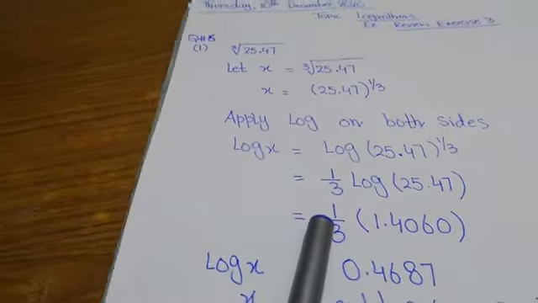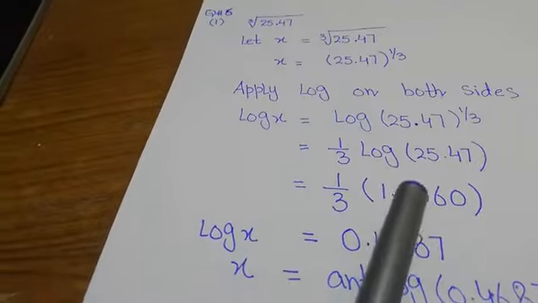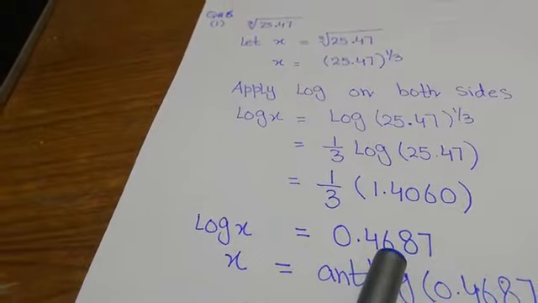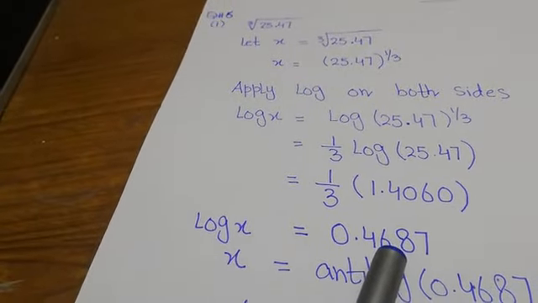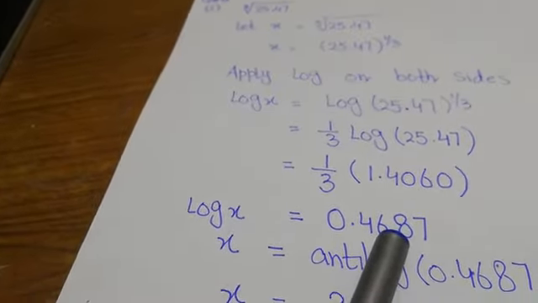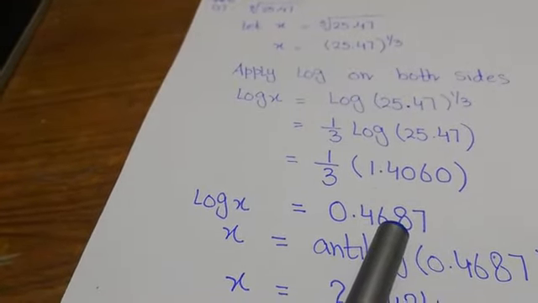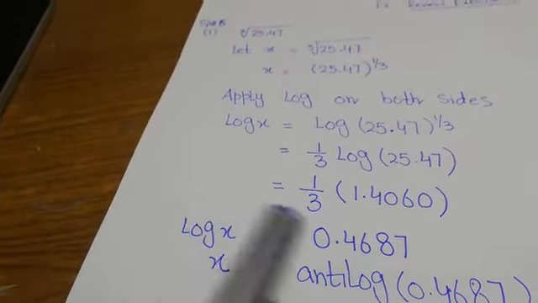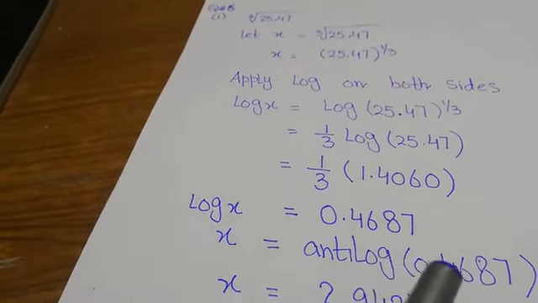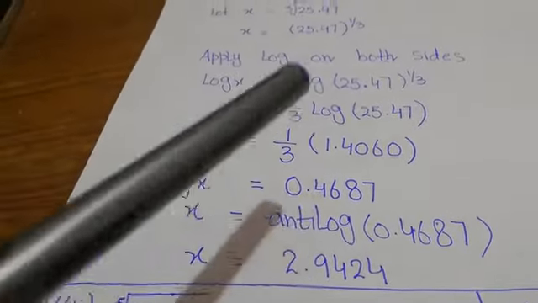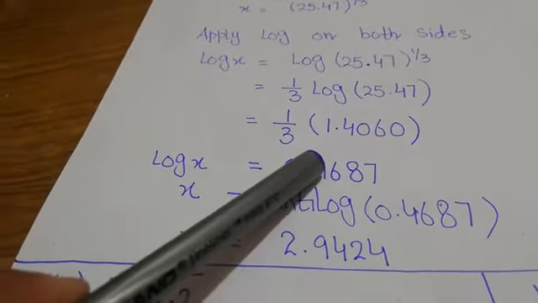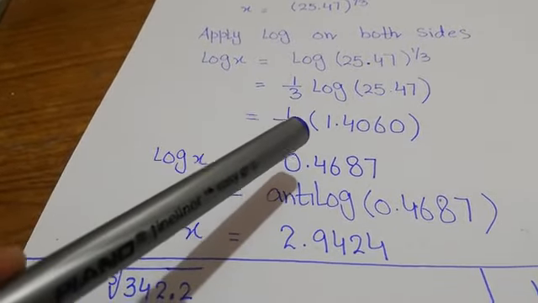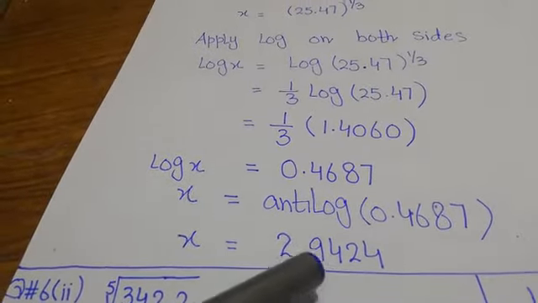Clear? Now with the help of calculator, take the log of 25.47. You have to take the log of 25.47 with the help of calculator and the answer is this, 1.4060. Now divide 1.4060 by 3. Clear? As you can see, here is a denominator, so it means division. You have to divide this answer by 3 and you get the answer 0.4687.